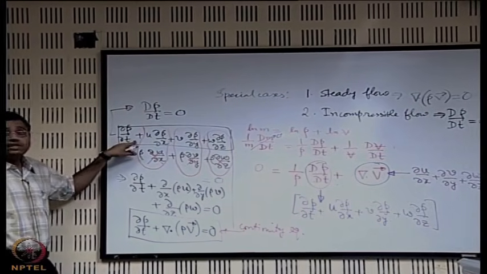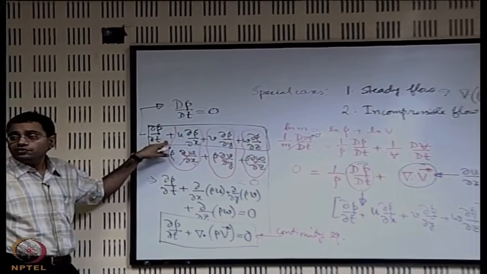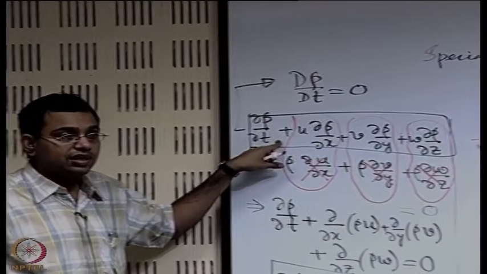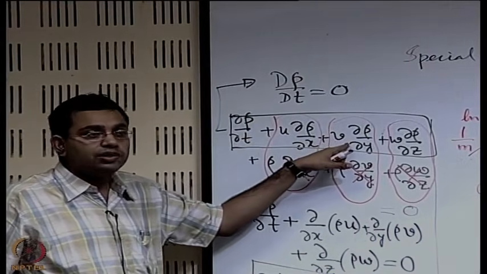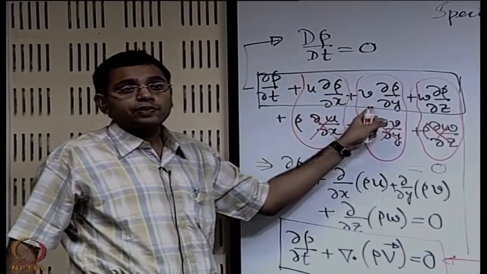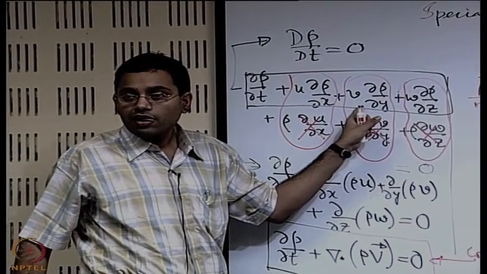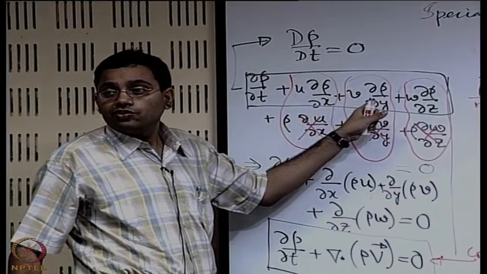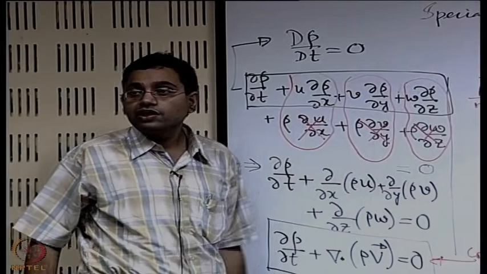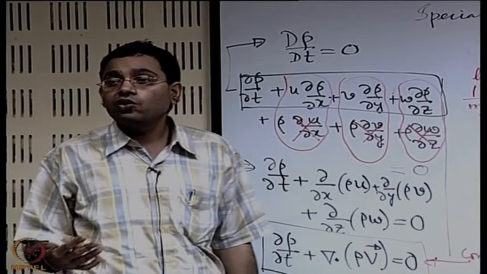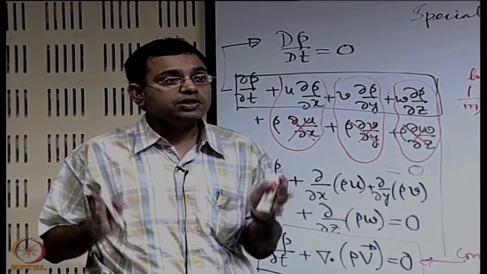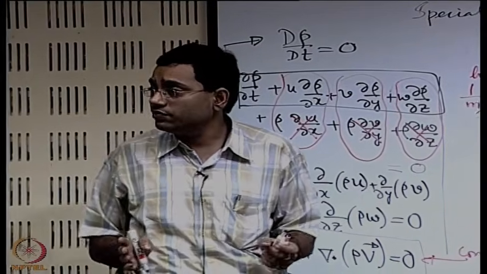If rho is a constant, this collection will definitely be 0, but that is a trivial solution, because any derivative of rho with respect to time or position is 0. But even if the derivatives of rho with respect to position and time are not 0, the net effect may still be 0, and then even though rho is a variable, we will say that the flow is incompressible. So a variable density flow may also be an incompressible flow. This is a very important concept. Incompressible flow need not always be a constant density flow.